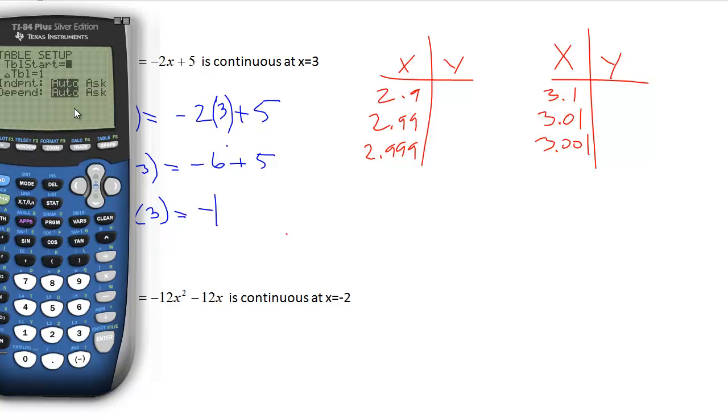And what we'll do is go to our table set here. I'm going to start at, say, 2.99. I'm going to change this by tenths. Actually, excuse me, I'm going to change it by hundredths. And we'll go to our table. So you see when I'm at 2.9, this is at negative 0.8. When I'm at 2.99, it's at negative 0.98.